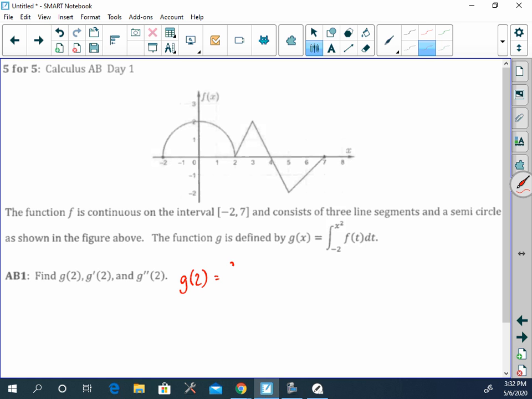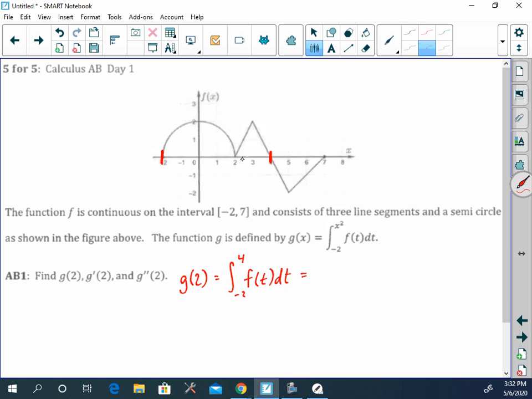If I plug 2 in where I see an x, I'm going from negative 2 to 2 squared, which would be 4, of the function that I'm seeing up above. So I'm just doing the area from negative 2 all the way to 4. I'm just going to put marks on here so I don't mess it up.